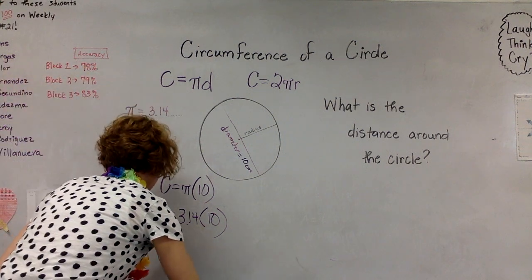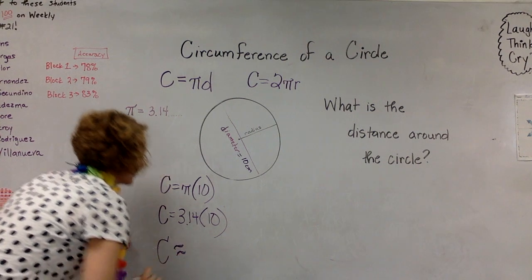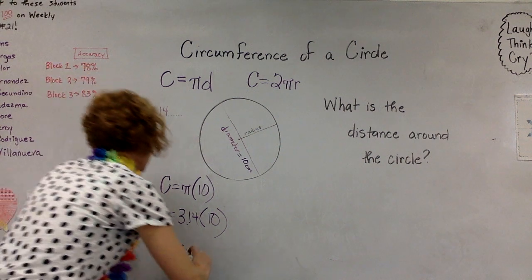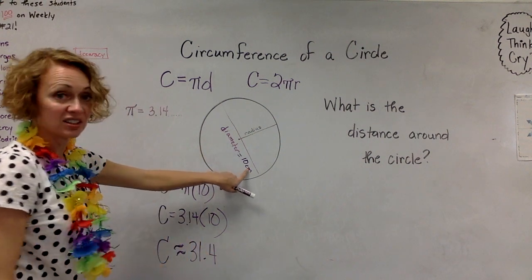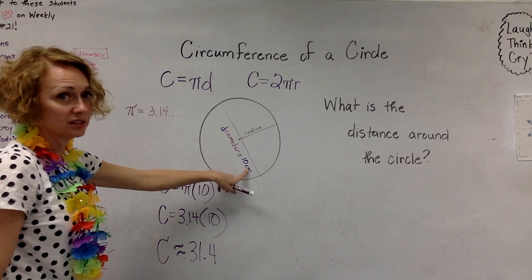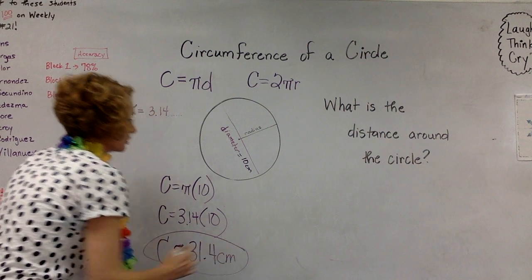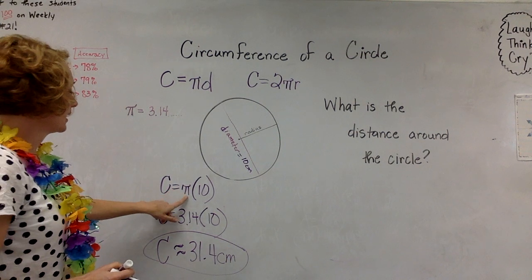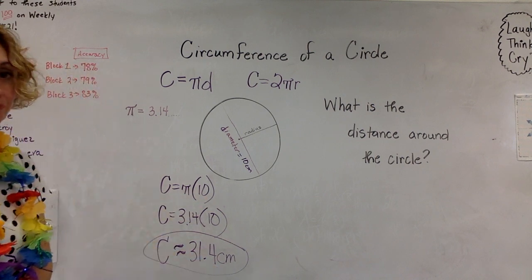I would multiply that out, and my answer would be approximately, like this is an approximated symbol, like this is rounded, so that means the answer is going to be rounded. This answer would be 31.4, and since the distance for the diameter was given in centimeters, the distance for circumference would also be in centimeters. That's it. Pi times d. Multiply it, get your answer.